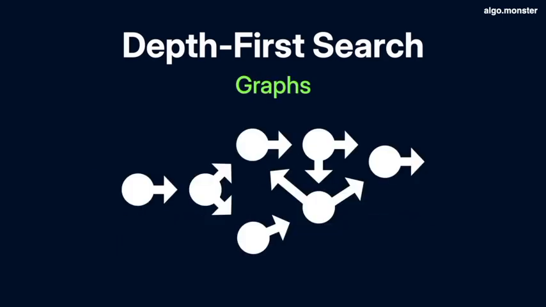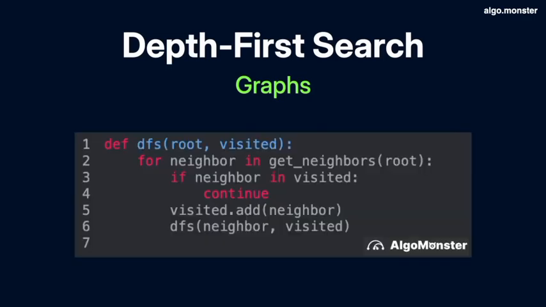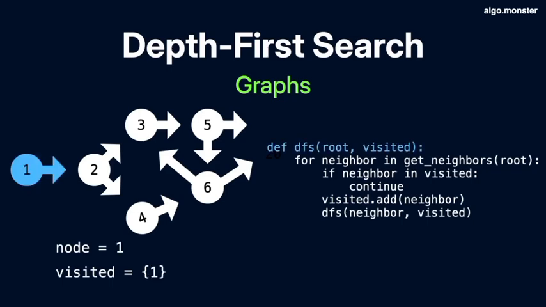When we move to graphs, the challenge changes. Now you can have cycles, and it's possible to revisit the same node multiple times unless you're careful. To handle that, DFS on graphs must track visited nodes, just like BFS. Here's the template for recursive DFS on a graph. Breaking it down, you start at a root node, and for each neighbor, if the neighbor has already been visited, skip it. Otherwise, mark it as visited and explore it recursively.